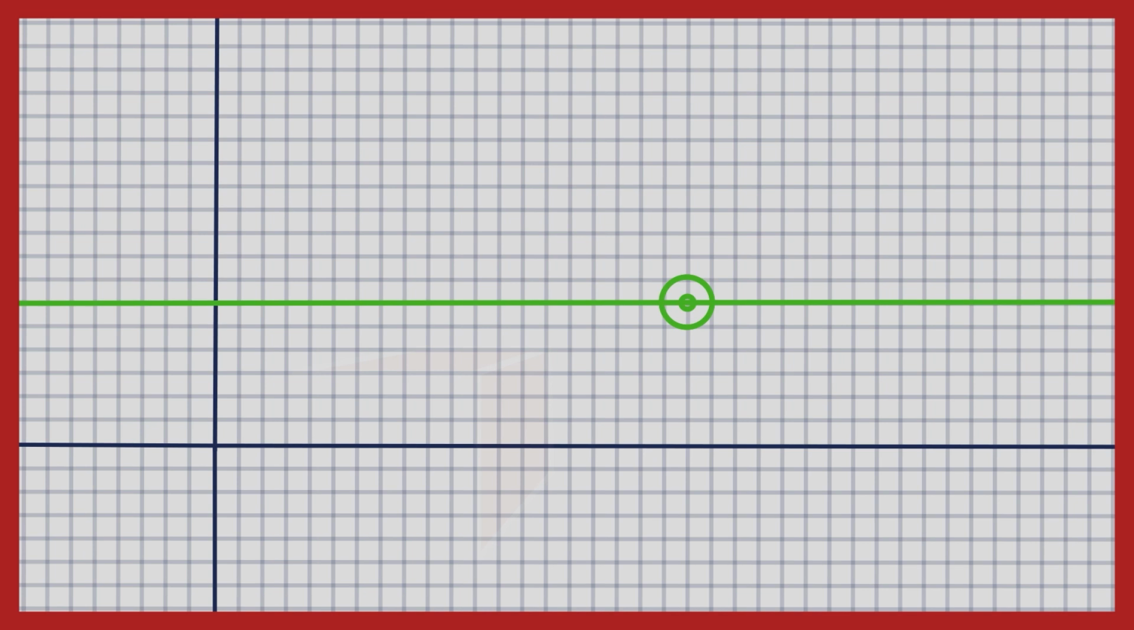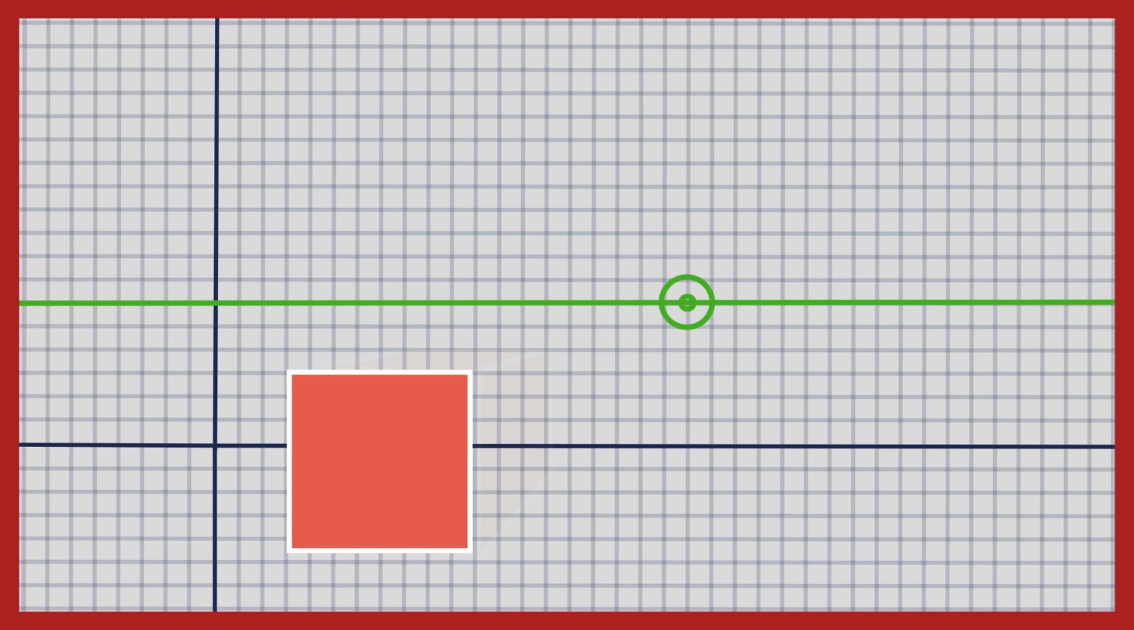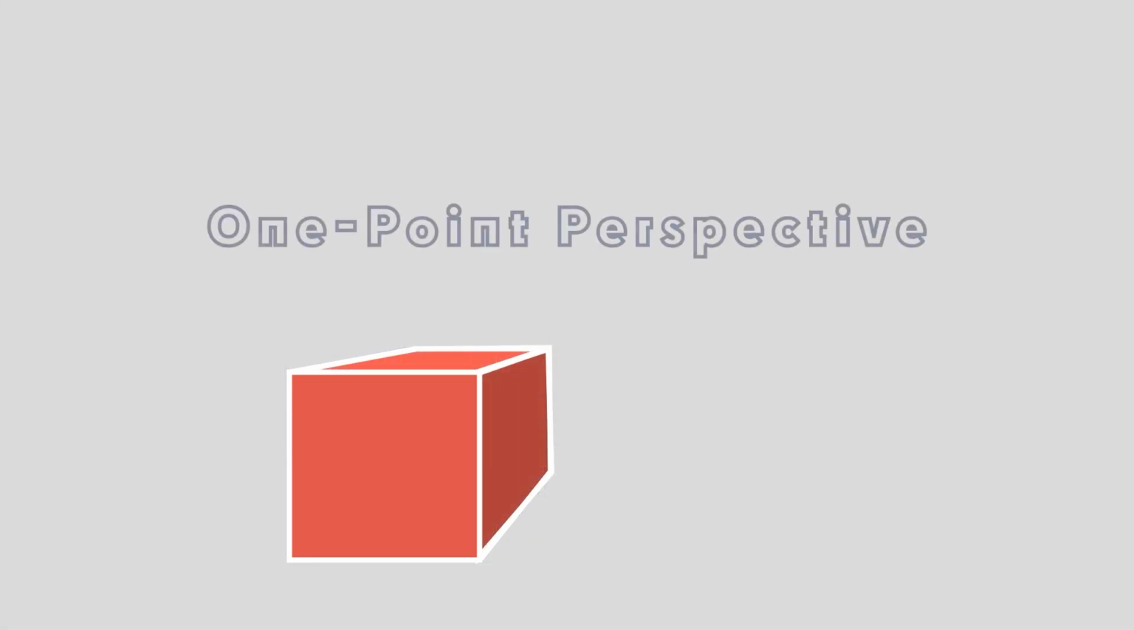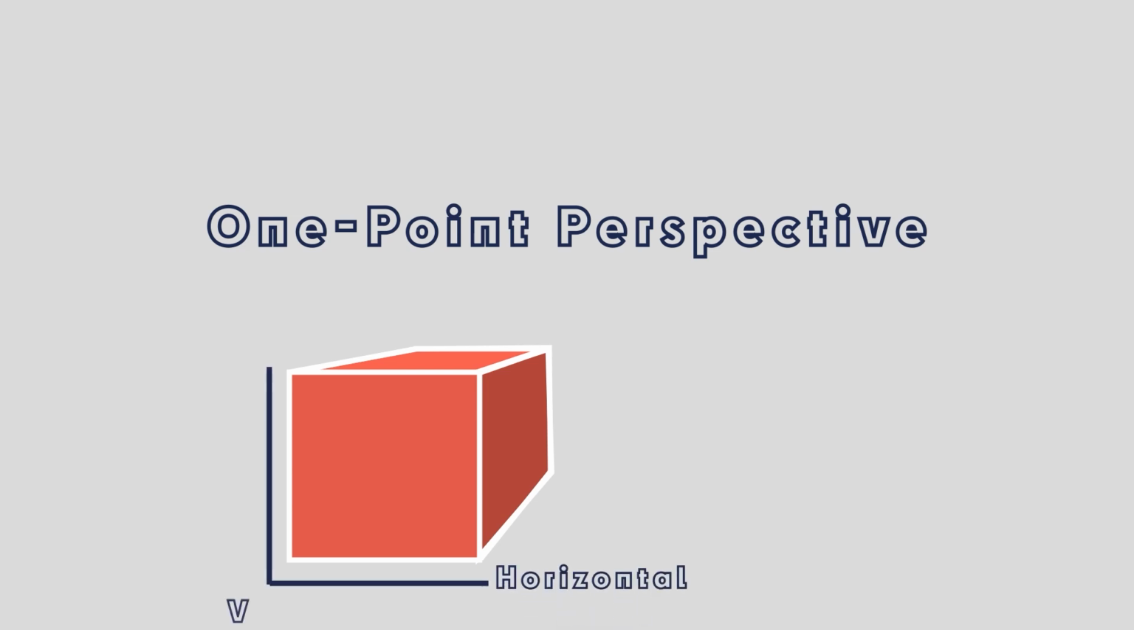Now, let's say we want to draw a cube in this space. We can start with a square to cover our x and y dimensions, then our lines in the z dimension extend toward the vanishing point. We call this setup one-point perspective because there's only one vanishing point affecting our lines. You'll notice that in one-point perspective, lines in the x and y dimensions, also known as horizontal and vertical, are perfectly level and parallel, while lines in the z direction all converge at the vanishing point.